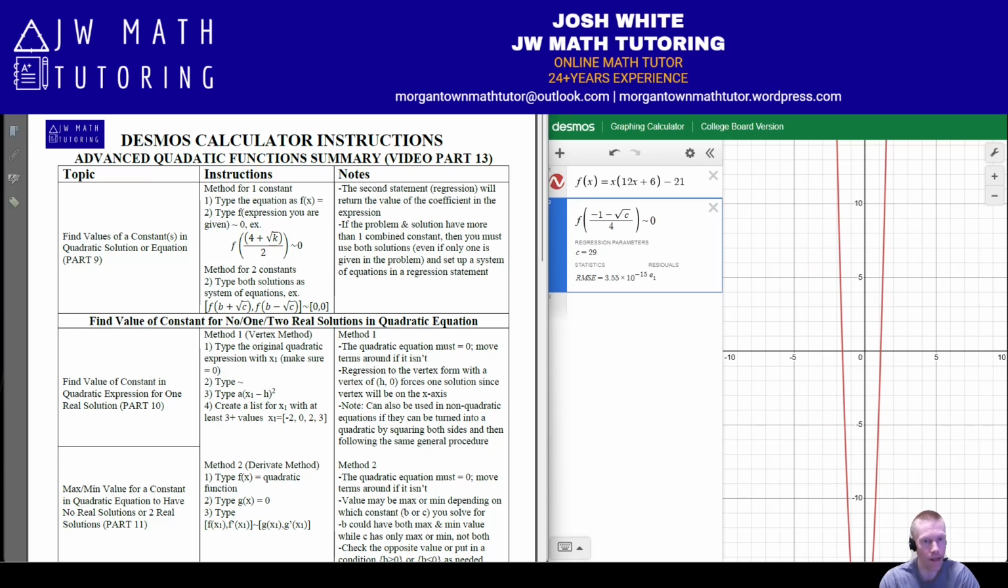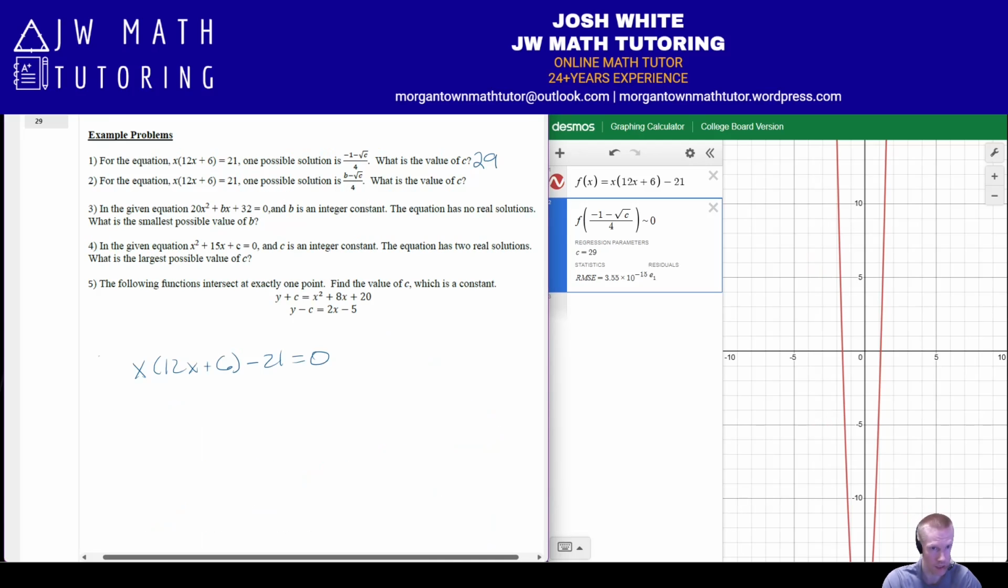Basically, if you have that type of problem, what you technically have to do is take the given solution and find its conjugate, and then solve both of them in a system of equations using regression. Okay? So you can see an example of how it looks on the screen here. Now let's go back to the problem, and I'll show you exactly what I mean.